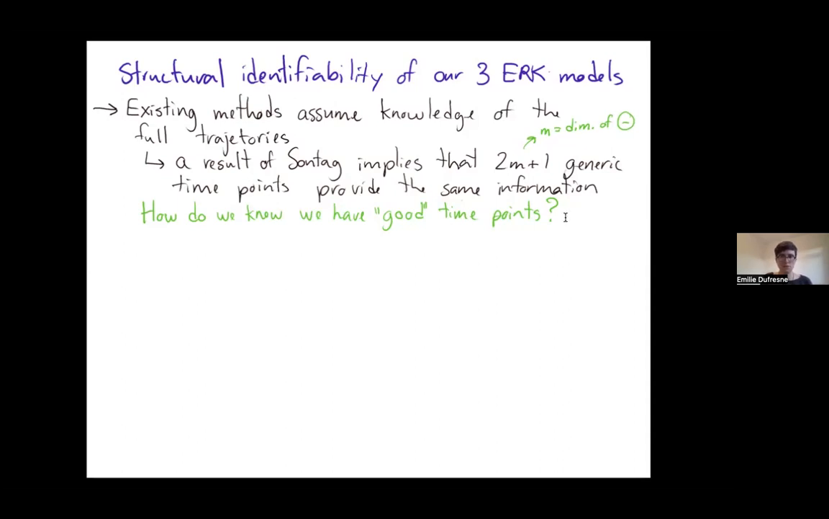So that's okay, good. But then there's a big question this raises. If I have enough time points, I can hope they're generic and that they're good, but I cannot know for sure. It's a big question: how do I know that I have good time points and I am really capturing enough?